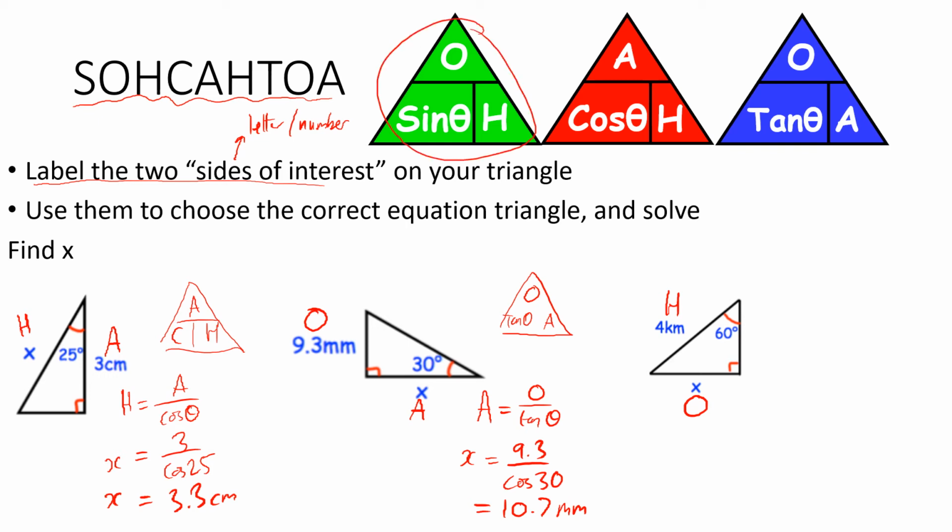Okay, our very last one, we've labelled O and H, so the only triangle that could be will be this one, sine O and H. So let's do that. Draw our triangle out, sine O and H, that's the So part of the Sohcahtoa. We're trying to find x, which is the opposite, so we need to do sine theta times the hypotenuse. So x is sine 60 times 4, which gives us 3.5 kilometers. So yeah, Sohcahtoa. Really good way of remembering those.